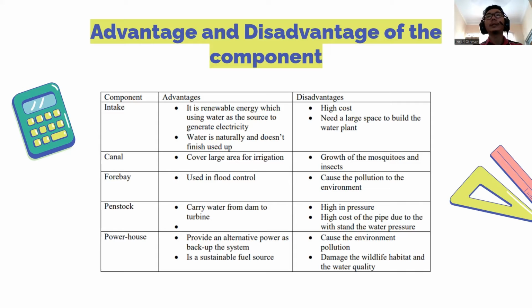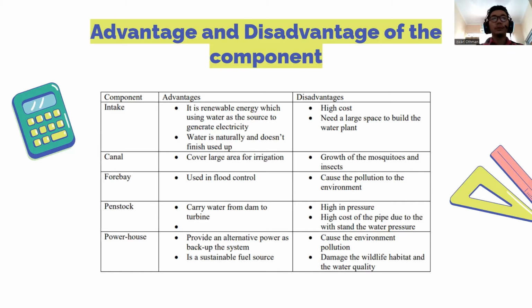The second disadvantage is that it needs a large space to build the water plant. Next, channel. It is good because it covers a large irrigation area, but the disadvantage is that it attracts mosquitoes and insects. Third is forebay. It is used in flood control, and the disadvantage is pollution to the environment.